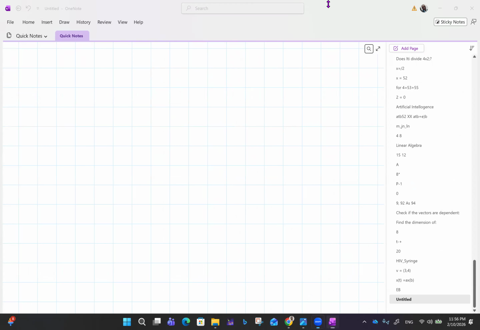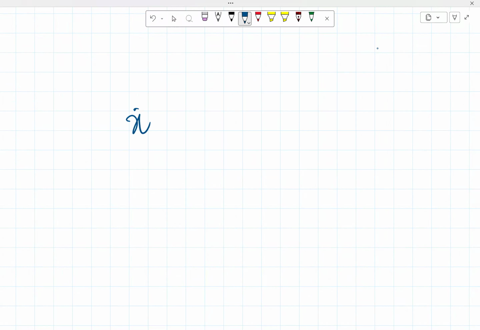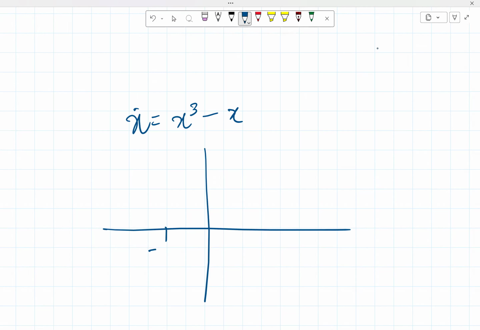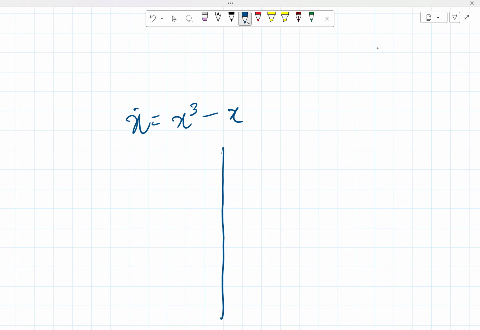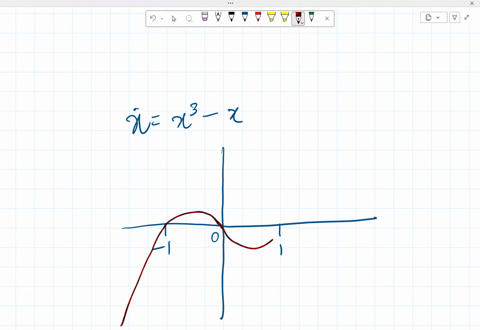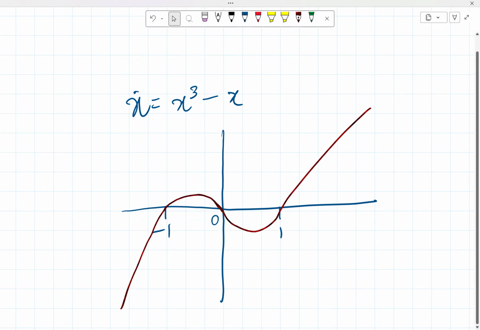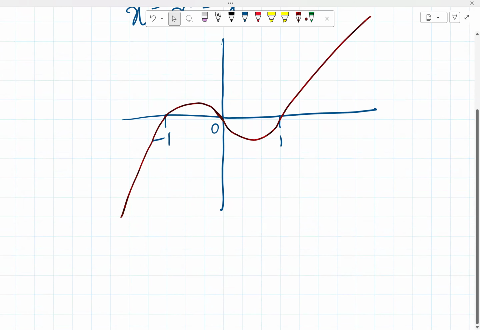So let's come here now. x dot equals x cubed minus x. So if you plot this now, you get something like this. This is minus 1 here. This is 1 here. Okay, I want to try to make it as sensible as possible. So if this is minus 1 and this is 1, this is 0 right here. So the graph itself is like this. This comes through 0 and goes up like this. Okay, so here we have four portions to consider.